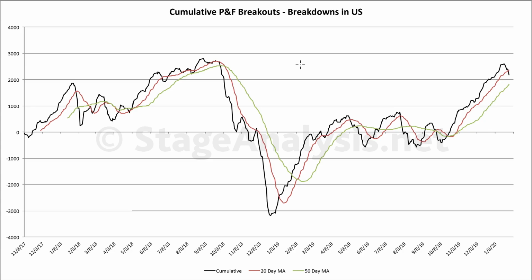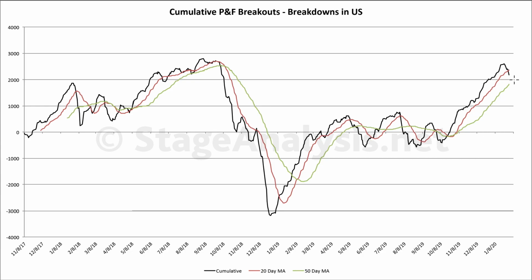Next, we've got one of my custom charts that I do on stageanalysis.net. This is the cumulative point and figure breakouts minus breakdowns in the US market. So basically, I do a scan each day for the amount of double top breakouts and the amount of double bottom breakdowns, and I add them up quite simply and chart them. The red line is the 20-day moving average, and the green line is the 50-day moving average.